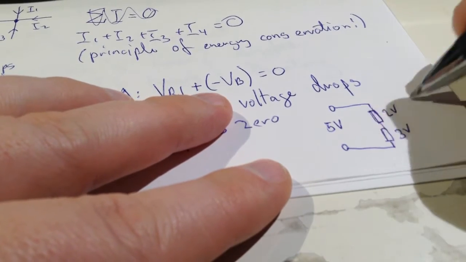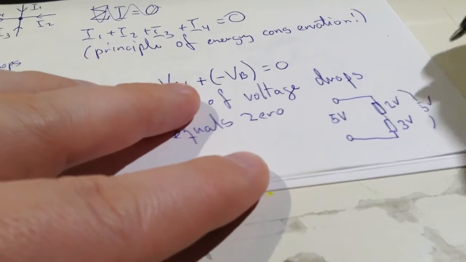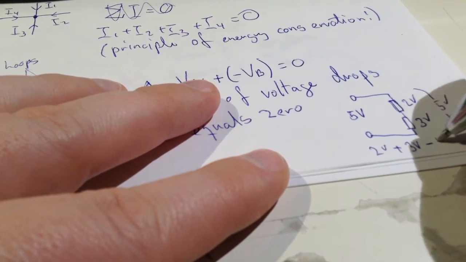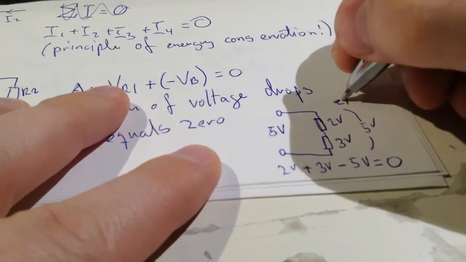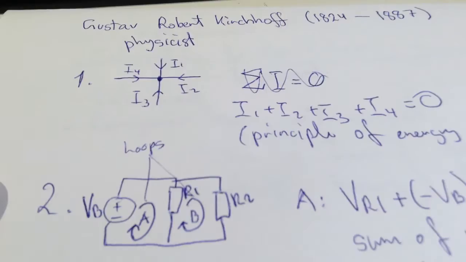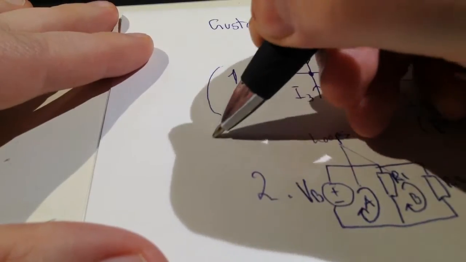And here's another example. Let's say you have two resistors, and you have a 2 volt drop and a 3 volt drop, and together you will have a 5 volt drop over there. So if you sum all of that together in a loop, you will get 0.